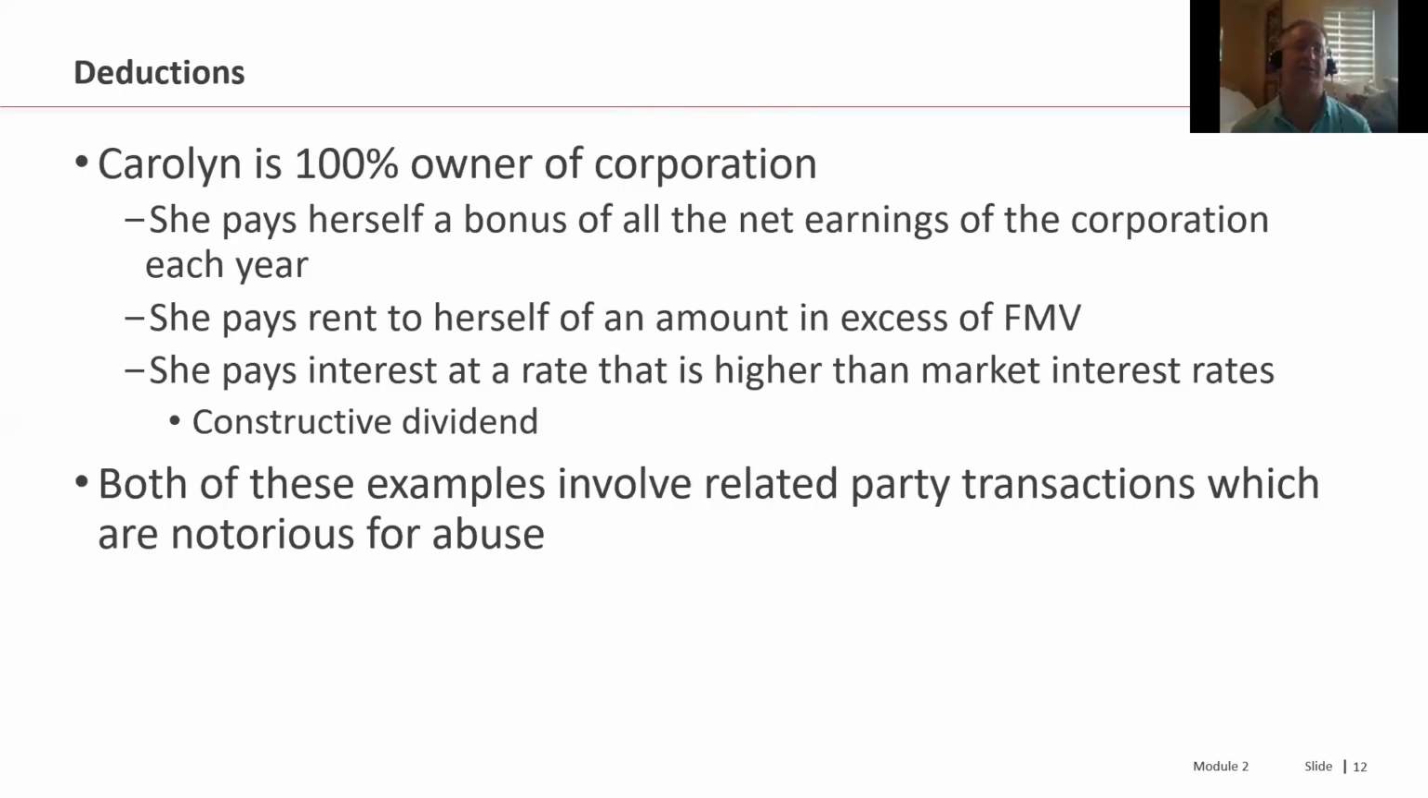All these are situations where Carolyn, as 100% owner of the corporation, is a related party with that corporation. As a result, she can set the terms of this agreement that are most beneficial to her and have nothing to do with market value. So related party transactions are notorious for abuse. As a result, they're also subject to a greater amount of skepticism on the part of the IRS. So you need to be careful when you're taking a deduction for a payment made to a related party, because you can expect it to get higher levels of scrutiny than one to a third party.